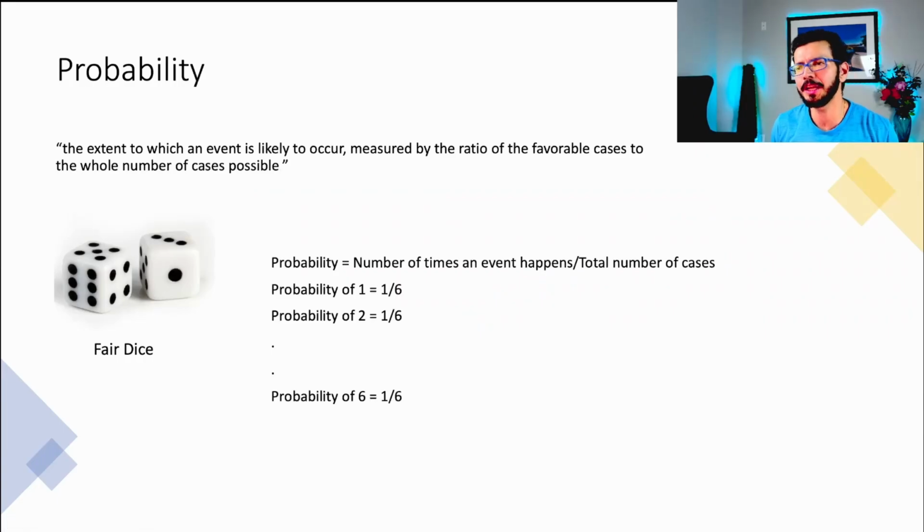All right, let's take a look at the dictionary definition of probability. It says the extent to which an event is likely to occur, measured by the ratio of the favorable cases to the whole number of cases possible. Quite a mouthful. So let's take a look at an example to better understand this.